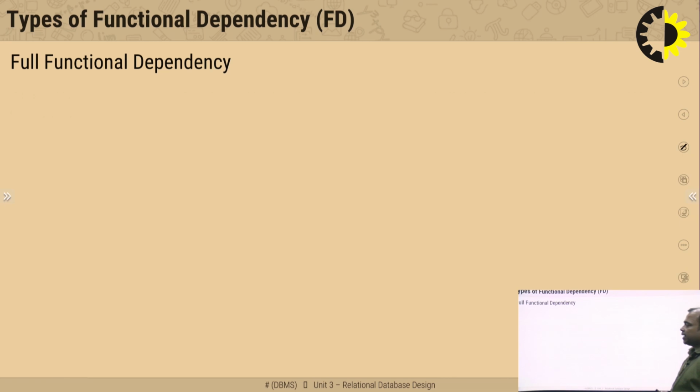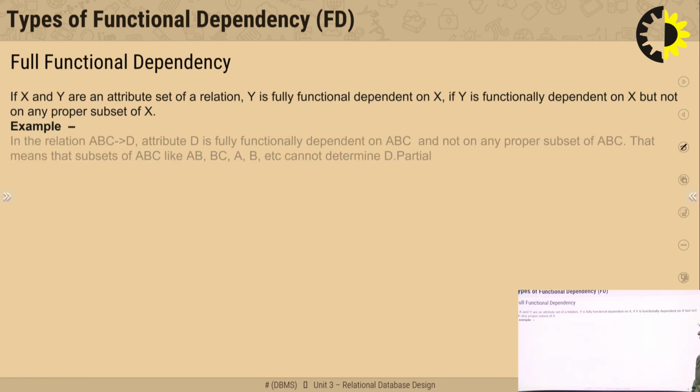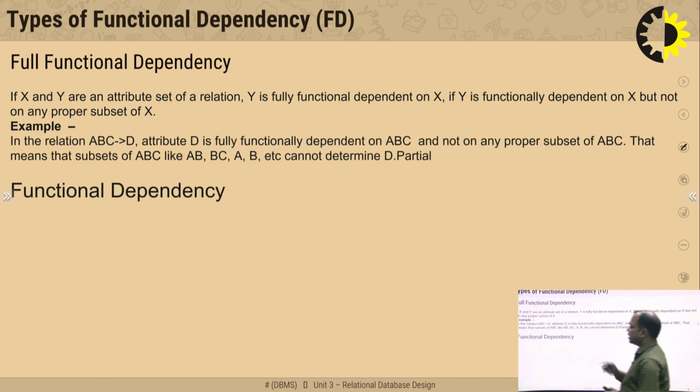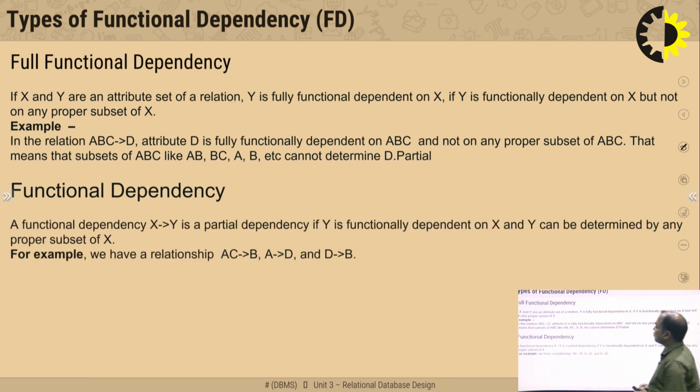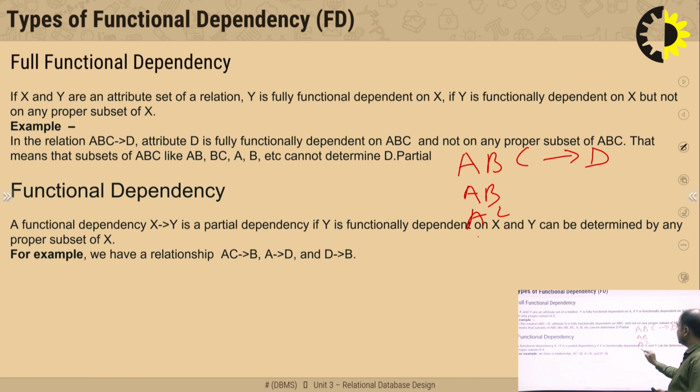Now let's talk about the types of functional dependency. Suppose X and Y are attribute sets of a relation, and Y is fully functionally dependent on X. This means Y is functionally dependent on X but not on any proper subset of X. Take an example: A, B, C determine D. The subsets of A, B, C are AB, AC and BC, and also A, B and C individually.